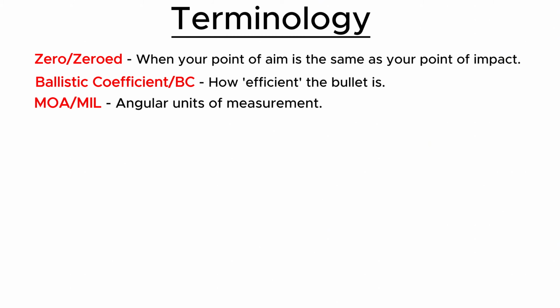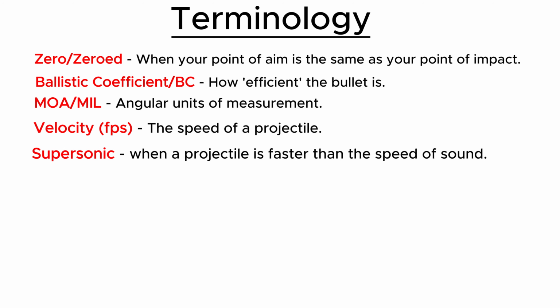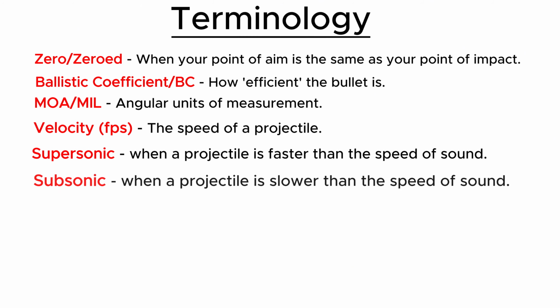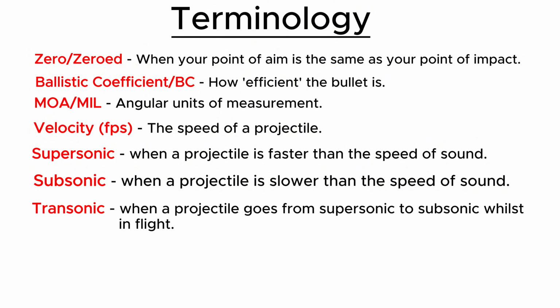MOA and mil. These are both angular units of measurement used by shooters to determine scope adjustments, shot placements, and shot groupings. More on this later. Velocity, a projectile's speed measured in feet per second. Supersonic, something that is faster than the speed of sound, which is roughly 1,100 feet per second. Subsonic, something that is slower than the speed of sound. Transonic, this is when a projectile transfers from supersonic to subsonic whilst in flight.